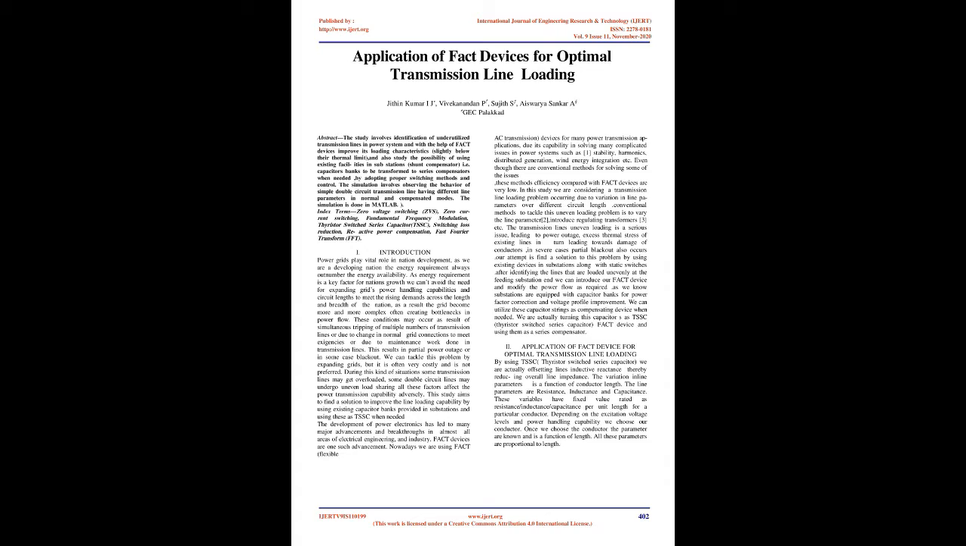its loading characteristics, slightly below their thermal limit, and also study the possibility of using existing facilities in substations, shunt compensators, i.e. capacitor banks, to be transformed to series compensators when needed by adopting proper switching methods and control. The simulation involves observing the behavior of a simple double-circuit transmission line having different line parameters in normal and compensated modes. The simulation is done in MATLAB.